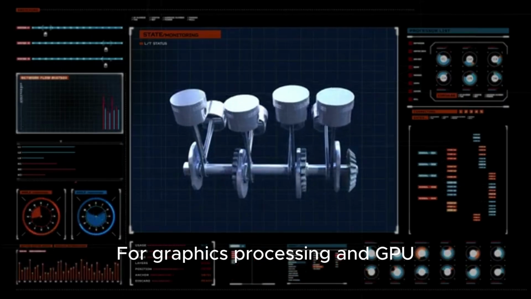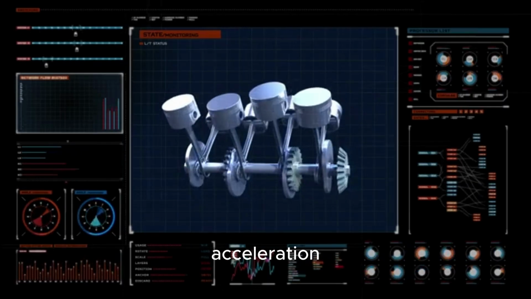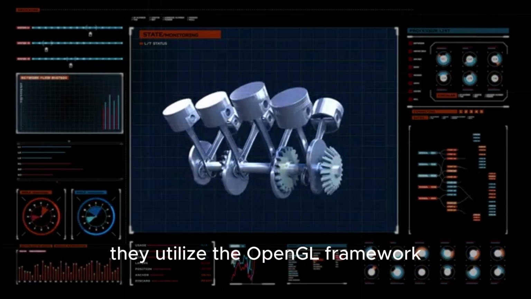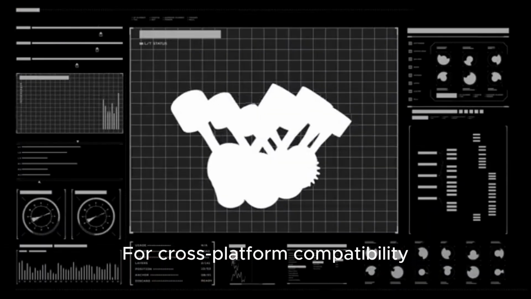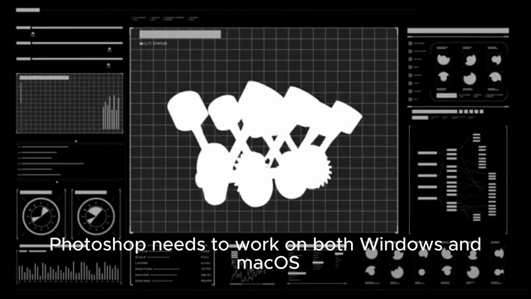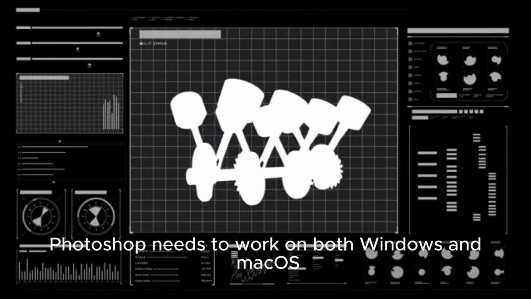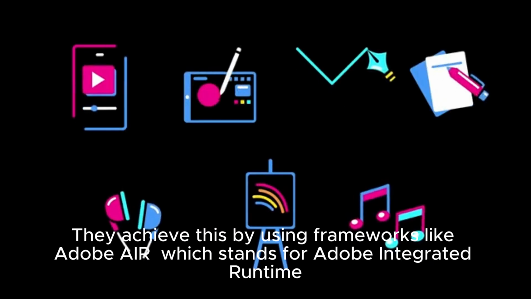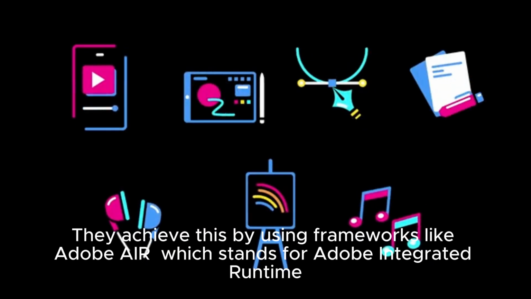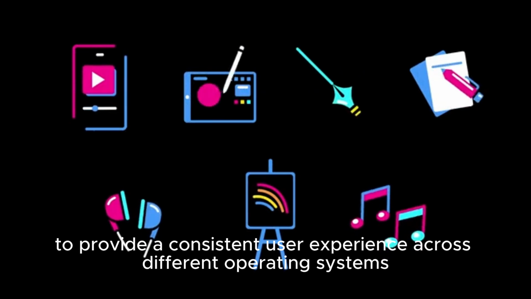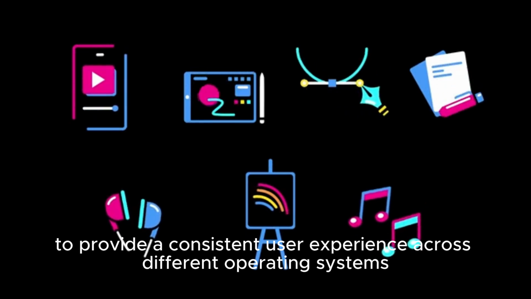For graphics processing and GPU acceleration, they utilize the OpenGL framework. For cross-platform compatibility, Photoshop needs to work on both Windows and Mac OS. They achieve this by using frameworks like Adobe Air to provide a consistent user experience across different operating systems.